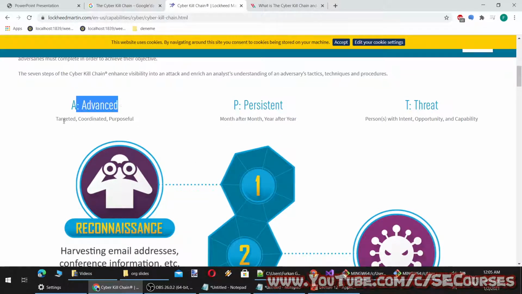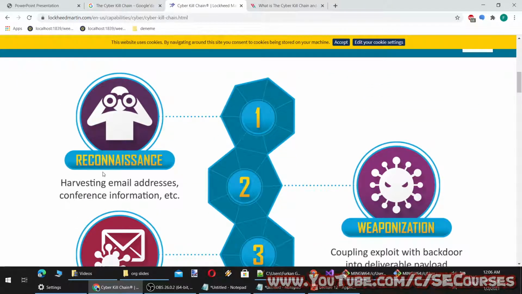A, P, T: advanced, persistent, threat. Advanced means targeted and coordinated. Yes, for let's say high profile targets, targeted attacks are also being done. Persistent, it may remain month after month, year after year. Threat, persons with intent, opportunity, and capability.